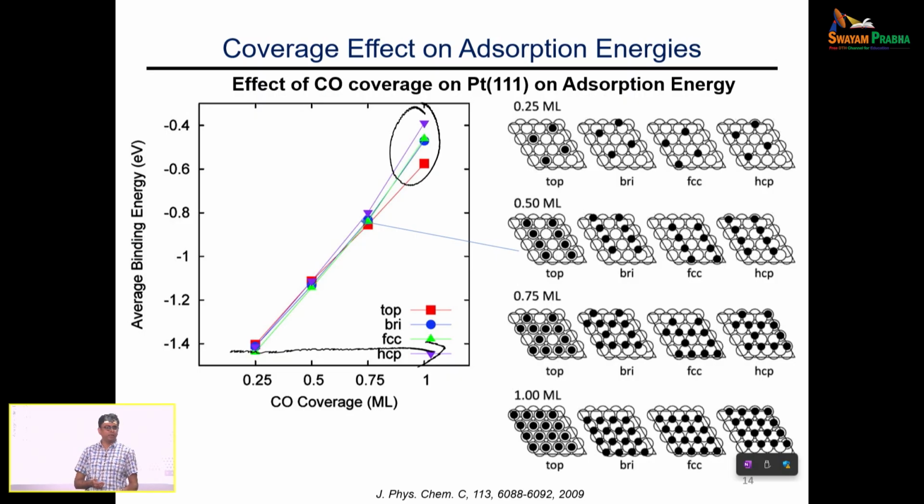0.4 is approximately 38 kilojoules. So the difference is almost 100 kilojoules, right? So if I say adsorption energy of CO on platinum, for example, is 140, this 140 is valid only at a coverage of 0.25.